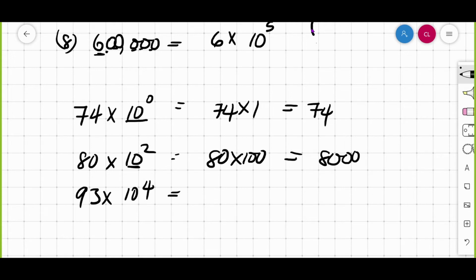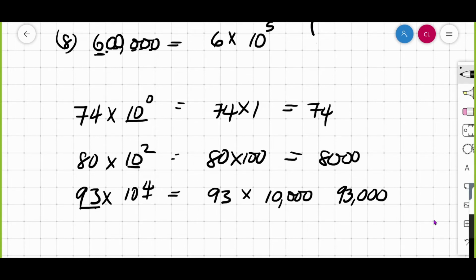Alright. Let's look at 93 times 10 to the 4th. Now, what is 10 to the 4th? 10,000. And if I have 93 times 10,000, how much would that be? 93,000.